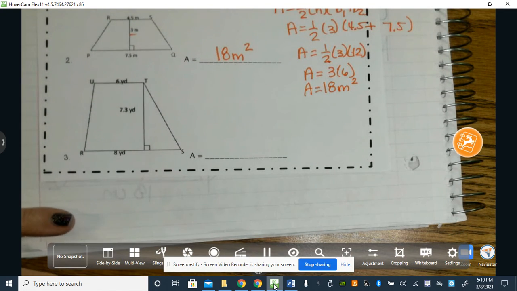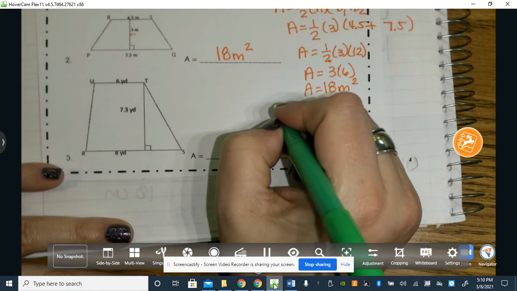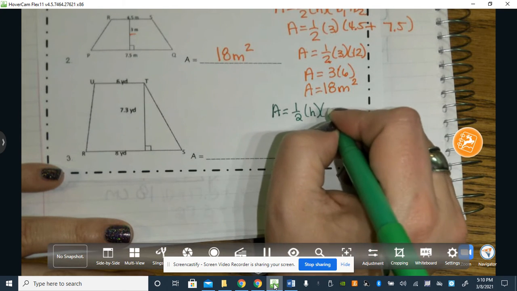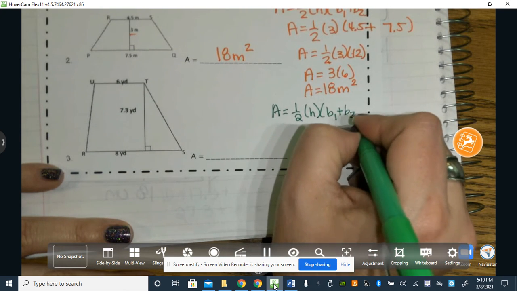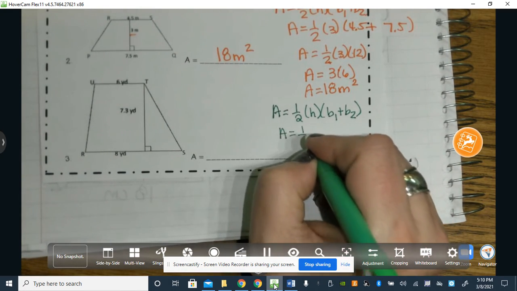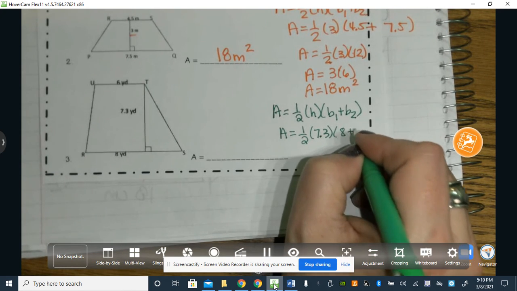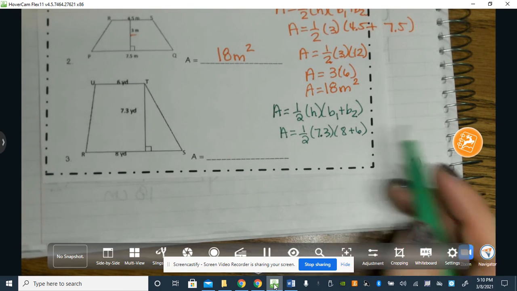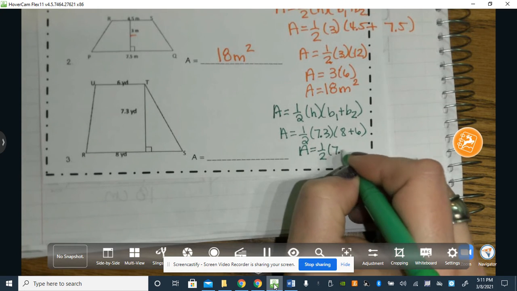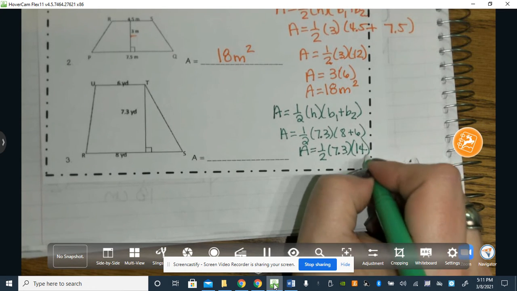So my last one, number 3 here. We have this tall trapezoid. So again, my formula is area is equal to 1/2 times my height times the sum of my bases. So I'm plugging in what I know. Area is equal to 1/2 times 7.3 times (8 plus 6). Order of operations, I'm going to add this first. So area is equal to 1/2 times 7.3 times 14, because 8 and 6 makes 14.